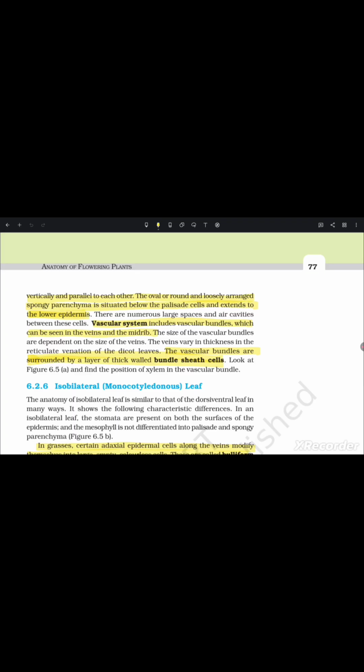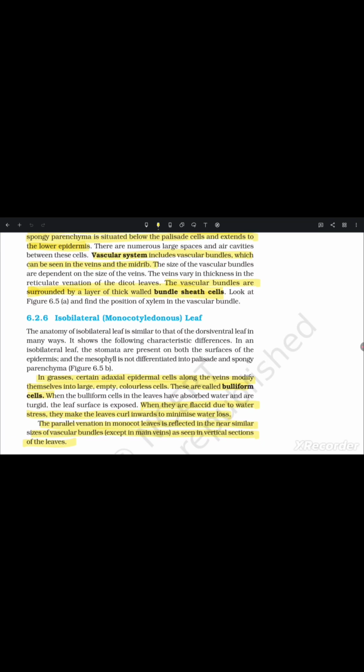Vascular system includes vascular bundles which can be seen in the veins and the midrib. The size of the vascular bundles is dependent on the size of the veins. The veins vary in thickness in the reticulate venation of the dicot leaves. The vascular bundles are surrounded by a layer of thick-walled bundle sheath cells. Look at figure 6.5 and find the position of xylem in the vascular bundle.